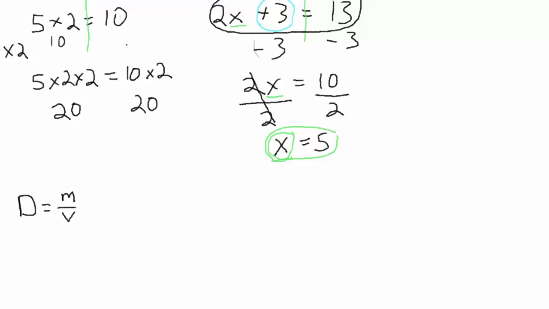The first thing we're going to do: right now mass is being divided by volume. Remember what the opposite of dividing is? It's multiplying. So we have to multiply this side. I'm going to do all my new stuff in blue. So we have to multiply this side times volume. And what's the rule? If you multiply one side by volume, you have to multiply the other side by volume. And so what that gives me is density times volume equals mass.